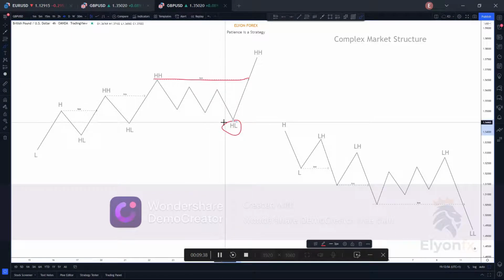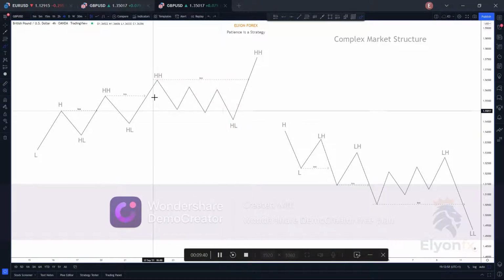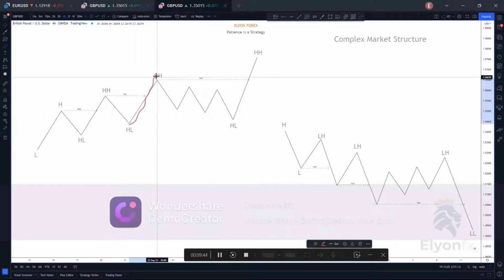But I also see some people do this. Let's assume that after the market has created this higher high, the market starts retracing. Immediately they see that the market is moving back up, they immediately identify this as their higher low.